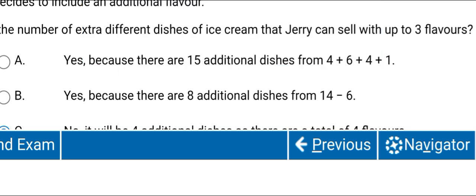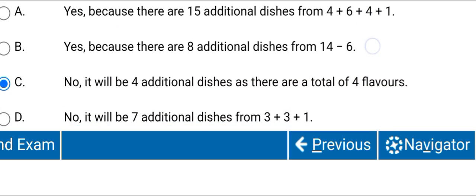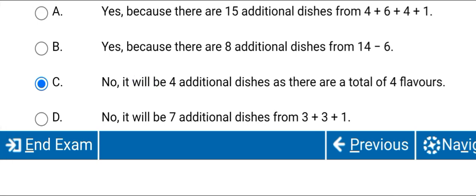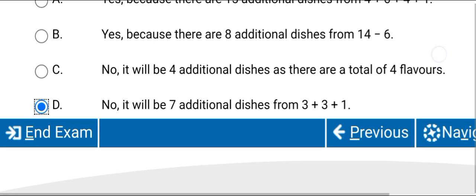So this is the whole reason because of which we can say that the correct option is option D: no, it will be 7 additional dishes from 3 plus 3 plus 1.